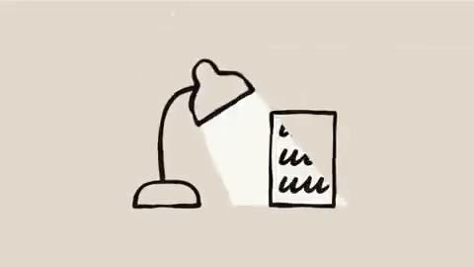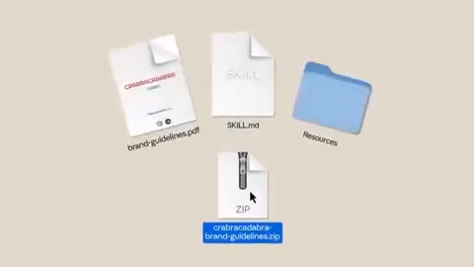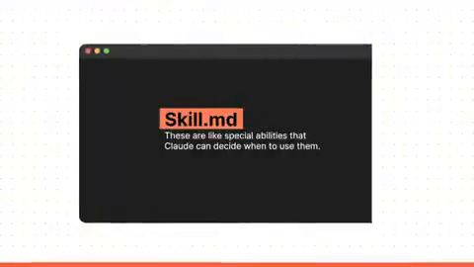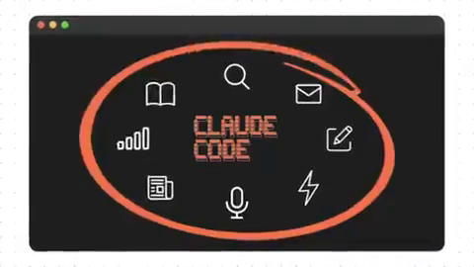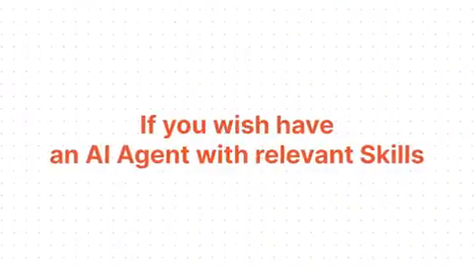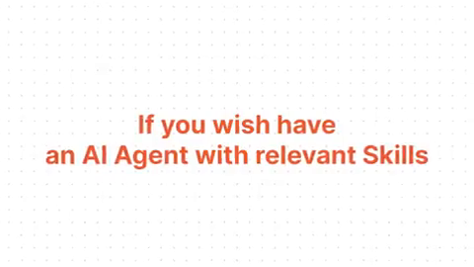They released what is called Claude Skills, which is just a special type of markdown file which allows you to surround Claude Code with relevant skills. So if you wished that you had an AI agent that had relevant skills, I believe that this is probably the most important thing that you could be studying right now.